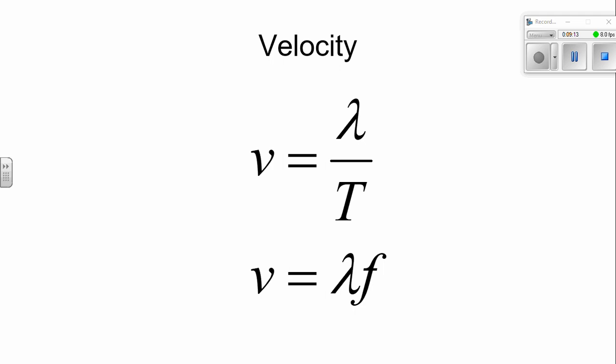Wave velocity. The velocity of a wave is going to be its wavelength, measured in meters, divided by the time it takes for each wave, measured in seconds. So it's meters per second. Since T is equal to 1 over f, you can also express that wave velocity as the wavelength times the frequency. If you notice here, this symbol is known as the lambda symbol. That is the symbol for wavelength. This sort of italicized f is the symbol for frequency.